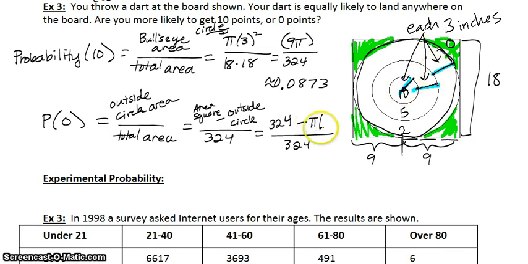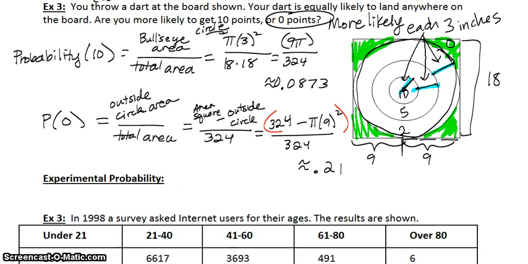Pi r squared looks like this then. Now, be careful, because if you're going to do this in your calculator, you want to type it all in parentheses always. Otherwise, your calculator won't know to separate them. Type it all in and you get 0.21. So let's go back to the question. Are you more likely to get 10 points or 0 points? And obviously the 0 points is a higher number than the 10 points. So you are more likely to get 0 points.